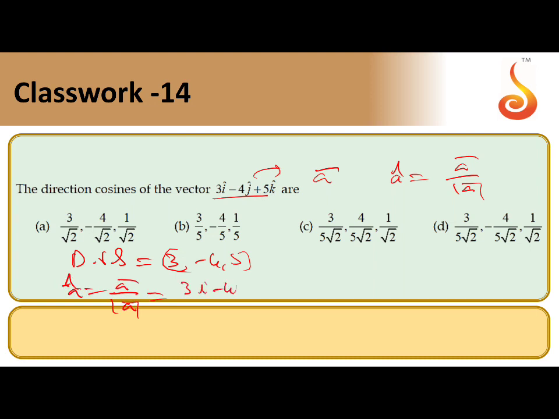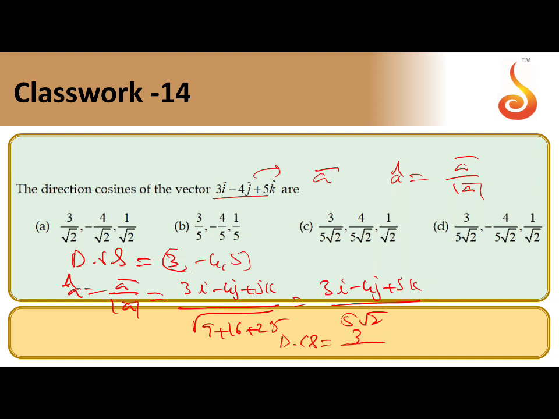So that is 3i minus 4j plus 5k divided by root over 9 plus 16 plus 25. 9 plus 16 is 25, plus 25 is 50. So this is 3i minus 4j plus 5k by root 50. Root 50 is 5 root 2. So what are the components? 3 by 5 root 2, minus 4 by 5 root 2, then 5 by 5 root 2. Therefore DCs are 3 by 5 root 2, minus 4 by 5 root 2, and 5 by 5 root 2. Here 5 is cancelled. What is left out? 3 by 5 root 2, minus 4 by 5 root 2, and 1 by root 2. Which option is matching? Option D is matching.